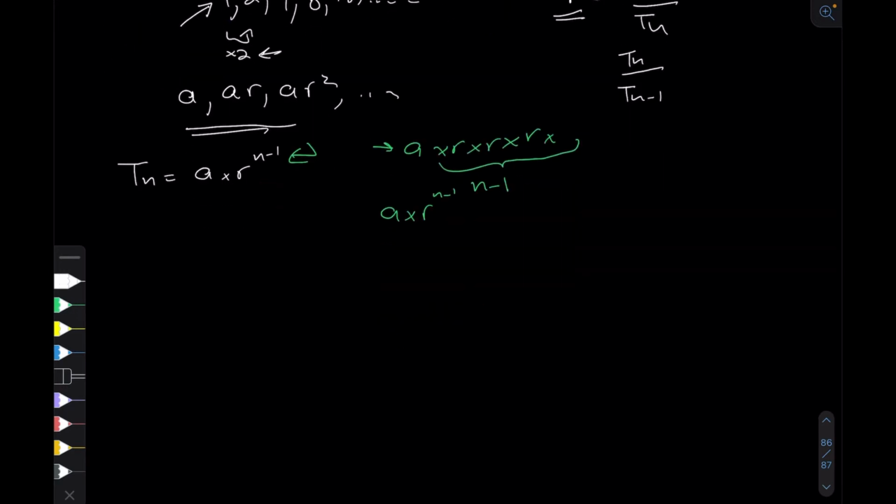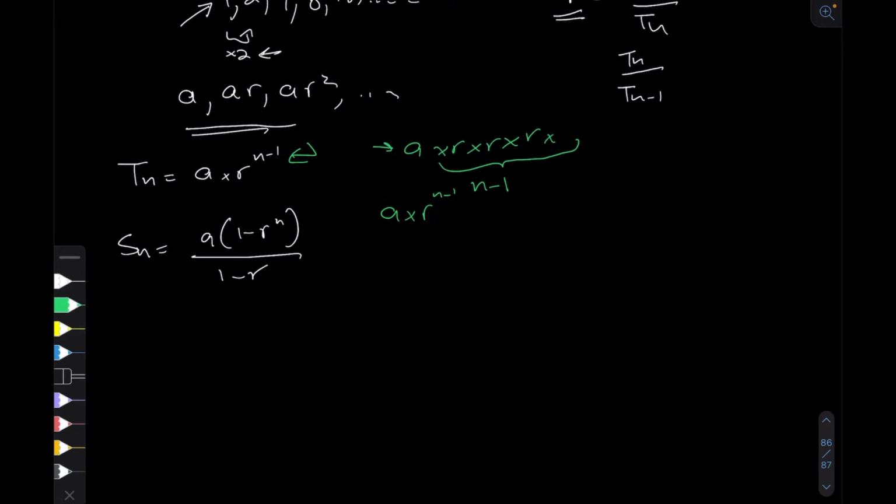Secondly, there's the sum formula. The sum of the first n terms in a geometric progression is a times (1 minus r^n) over 1 minus r. The power n is on r, not on 1 minus r as a whole thing. So let's put a bracket there, and 1 minus r.